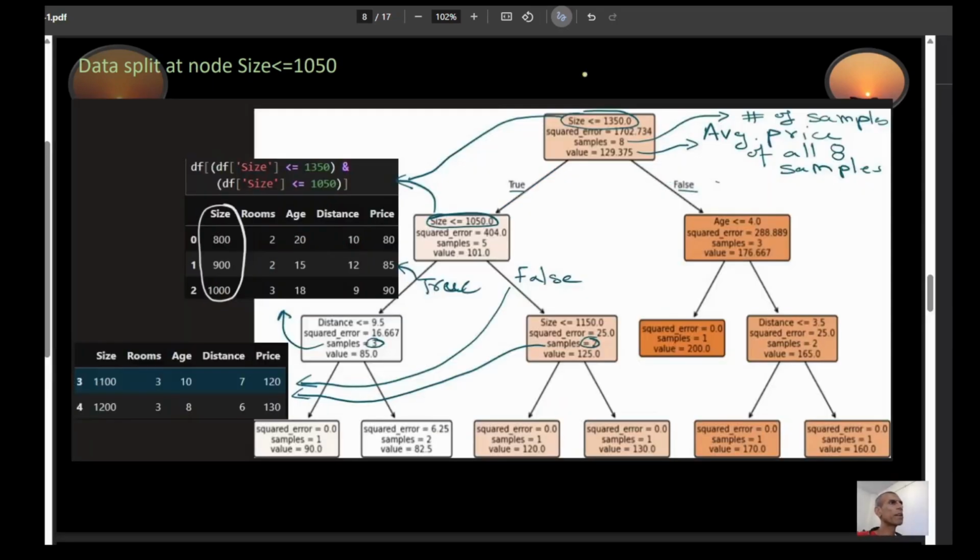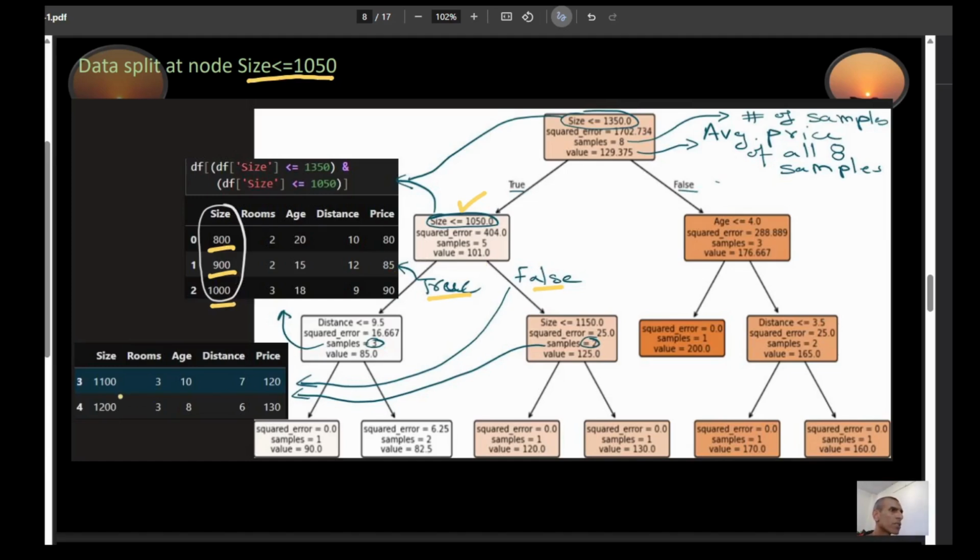And then we make another split. This time we split at the node where size is less than 1050. So let's say we go on this one right here. In this particular instance, when we make a split, you're going to see that you will have two splits, if it's true or if it's false. True means that the size is less than 1050. You can see that in this particular instance, you will have three samples. So you have 800, 900, 1000, and you can see that your size is less than 1050. Also, if it's false, that would be this condition.